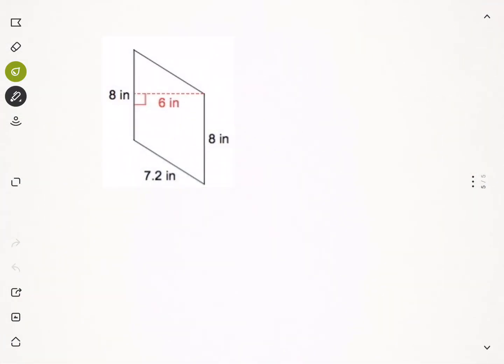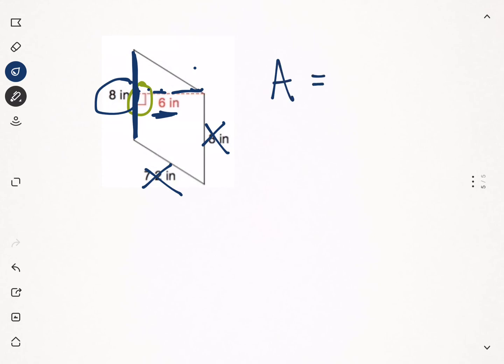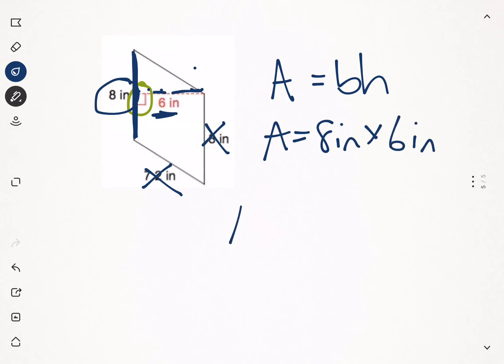This time, it's like they turned the parallelogram on its side, but it's still a parallelogram. We find the right angle. That's going to connect our base. Once again, the base doesn't have to be on the bottom, to our height. So base is 8 inches, the height is 6 inches. This 8 we don't need, this 7.2 we don't need. Area equals 8 inches times 6 inches. So the area is 48 square inches.